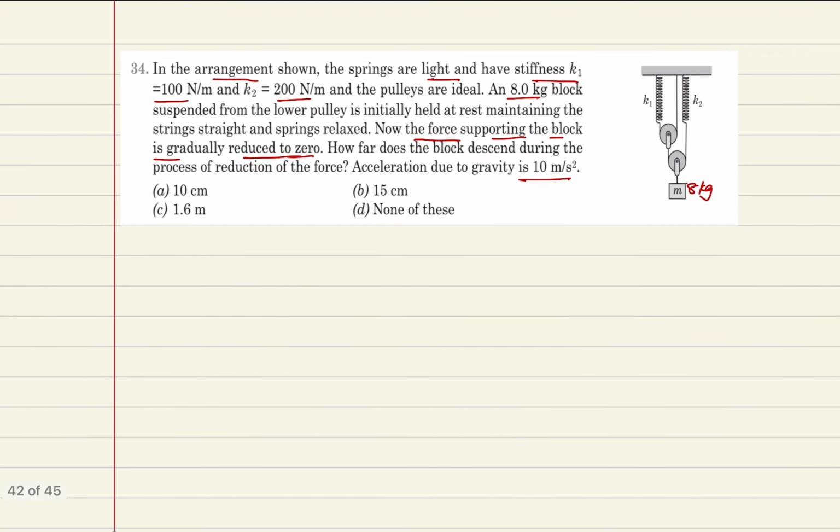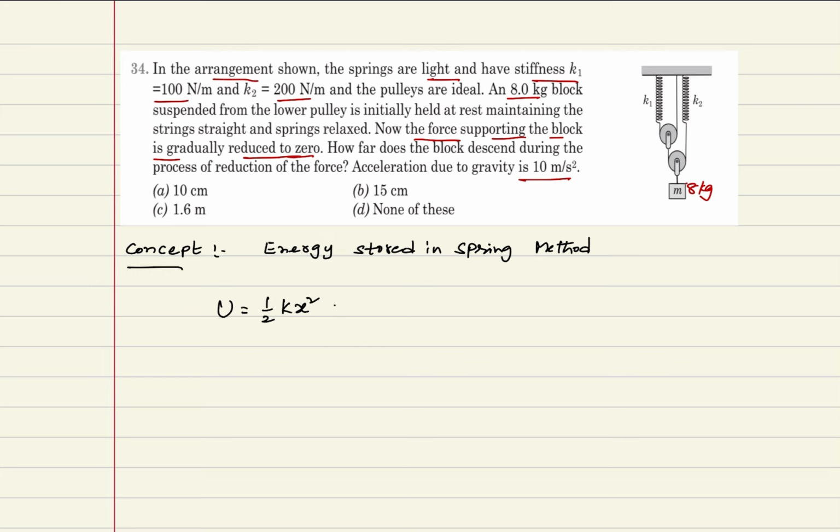Now, I am going to explain this same question by using the energy method. First, I am giving the concept for this: the energy stored in a spring. You know that energy stored in a spring is half into k into x square. Multiplying and dividing by k, this can be written as k x whole square divided by 2k.